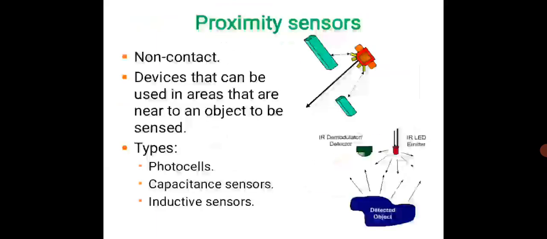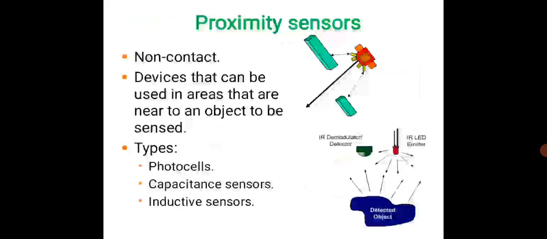Proximity sensors will be used to detect where the device or the object is located, whether it's near or far. Normally it is non-contact, and devices that can be used in these areas can sense an object that is near. Good examples are photocells, capacitive sensors, and inductive sensors.